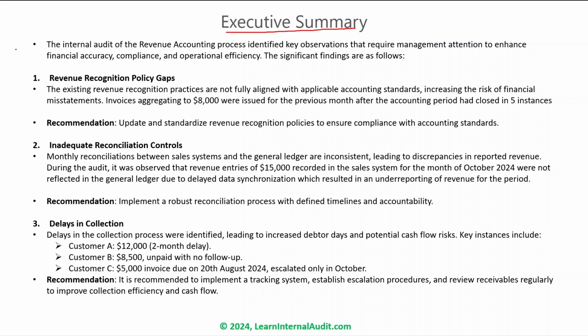So in an executive summary, this is the executive summary of the revenue accounting process. This is an example that we have given. I'll just go through the entire example for you to know what an executive summary looks like in a revenue accounting process. The internal audit of the revenue accounting process identified the key observations that require management attention to enhance financial accuracy, compliance, and operational efficiency. The significant findings are as follows. Here we have categorically mentioned significant findings, so only high risk areas are mentioned over here.